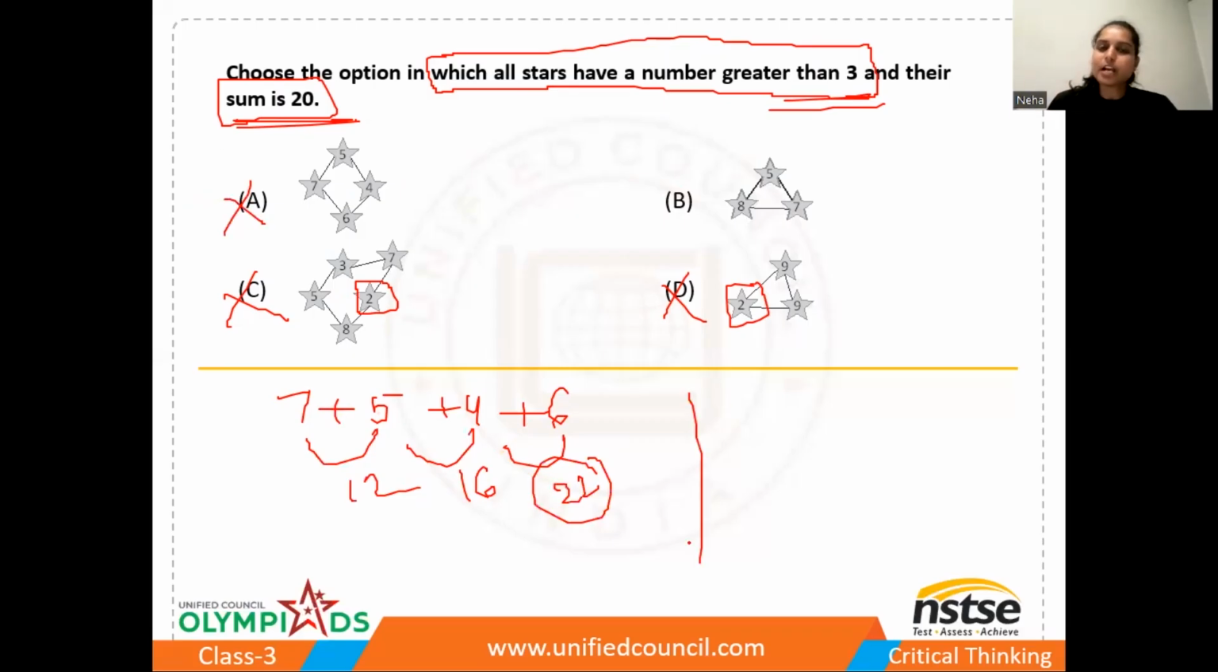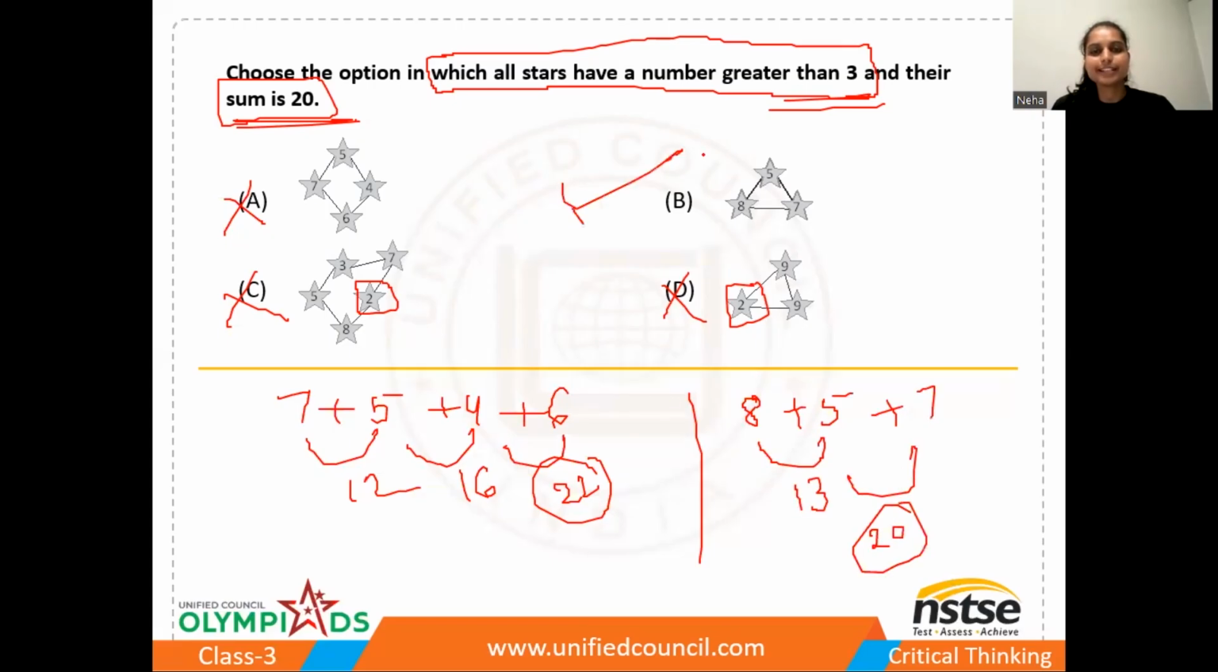Now let me check with the last option, which is option B. So this is 8 plus 5 plus 7, right? So 8 plus 5, this is 13, and 13 plus 7, this is 20. So yes, I can say that option B is right, because in option B, all stars have a number greater than 3 and their sum is equal to 20.